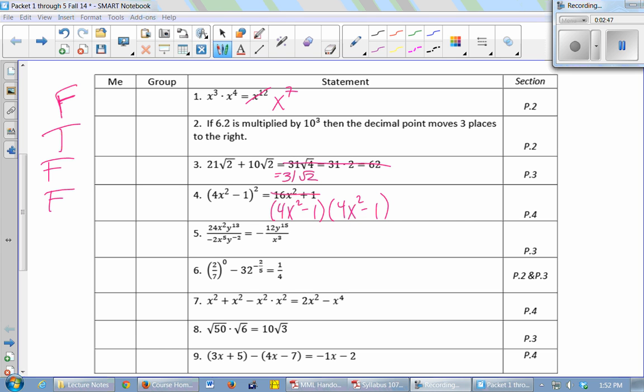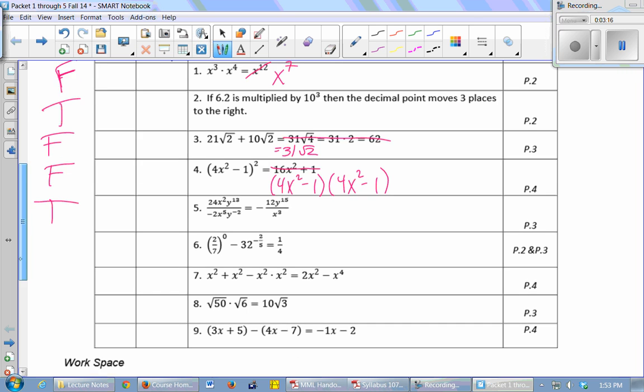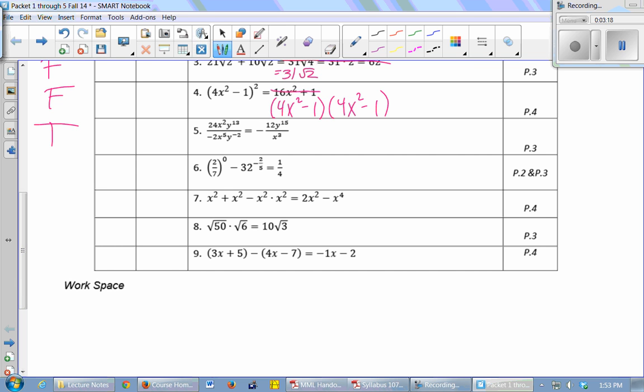All right, number 5. So I've got this rational expression here, 24x squared times y to the 13th over negative 2x to the 5th times y to the negative 2. Does that equal negative 12y to the 15th over x cubed? See, number 5, we've got true, true, true, true, true, and true. Good. It is true.